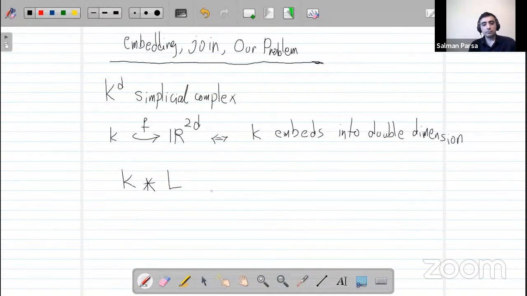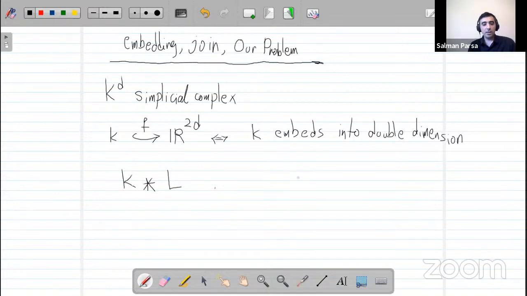And as you know, the join of two complexes is another simplicial complex, which you form by taking one simplex from K and one simplex from L, and then computing the join of them. You do this for all the pairs of simplices, and the resulting space is a simplicial complex, which is the join complex. Now there are some partial results for this problem.